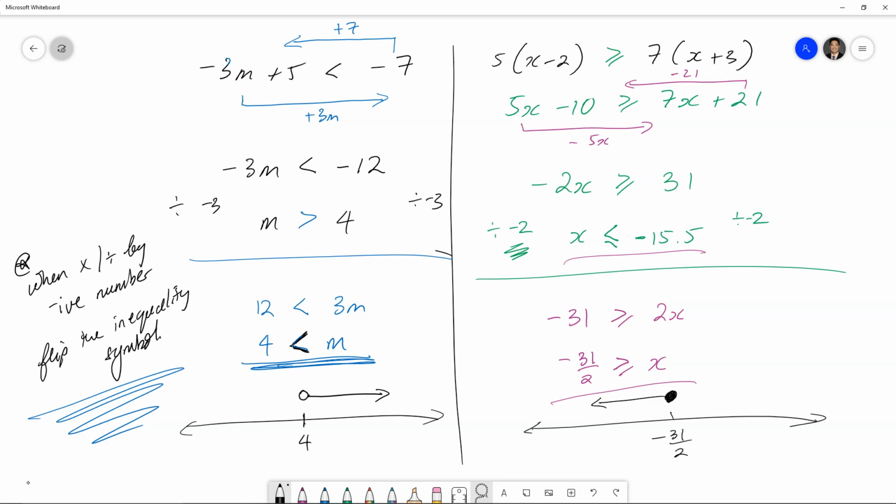Otherwise, we're going to show you what this looks like on the Cartesian plane.